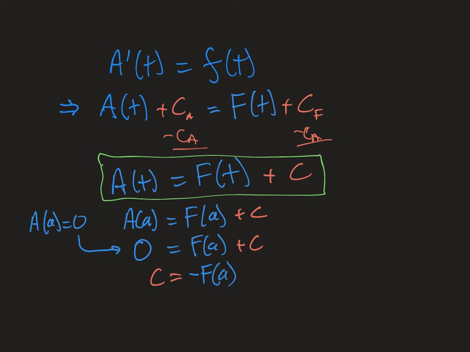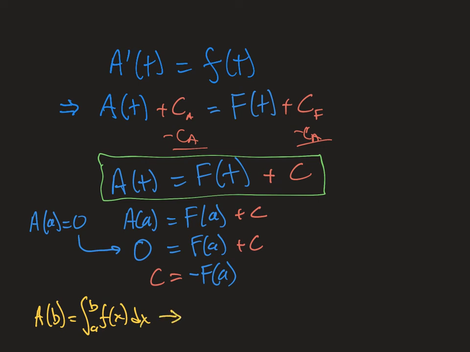Okay, now here's the kicker. Let's do A of b, which is what we're really trying to find, right? We are trying to find the area under that curve. So remember, I'll write in yellow here. A of b equals the definite integral from a to b of f of x dx. Okay, so remember that.